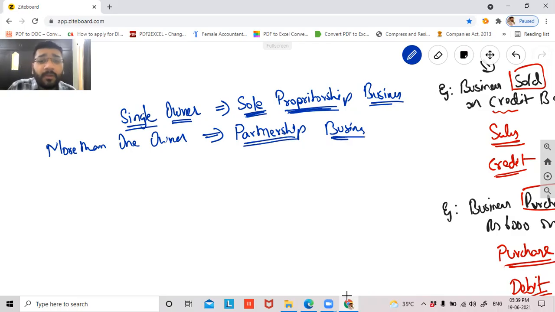Partnership has got certain limitations. You cannot take up a partnership business beyond a level. You have certain limitations in that. To overcome that limitation, guys, we have companies. In this entire 11th standard, we are going to study only how we do the accounting of a sole proprietorship business. In 12th, you'll understand the accounting of partnership business, company, etc.